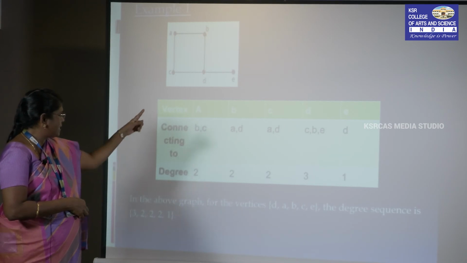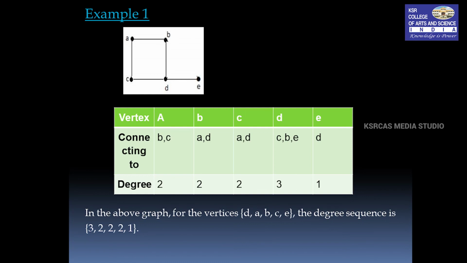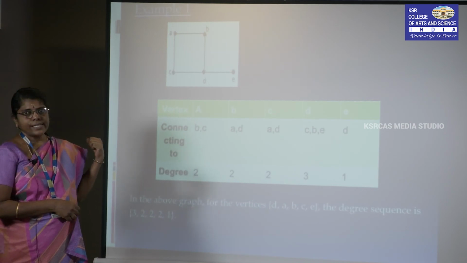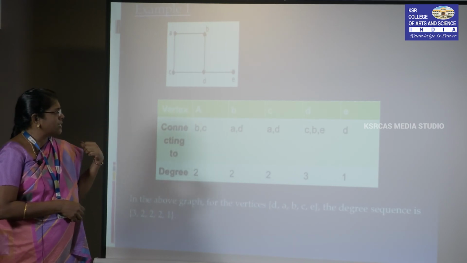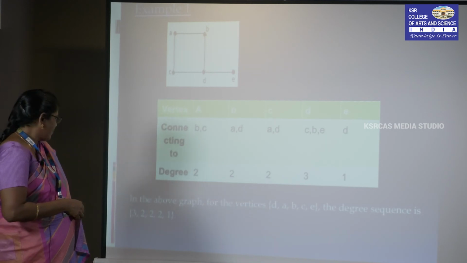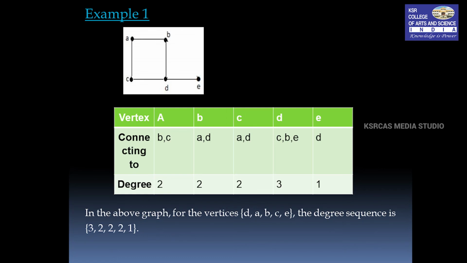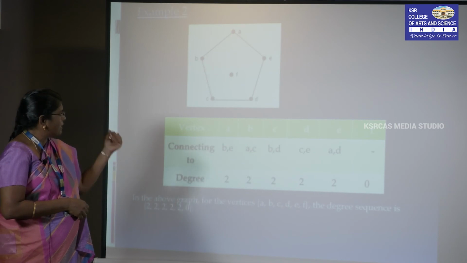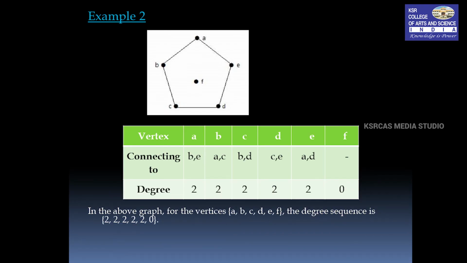The vertex A is connected to B and C, so degree is 2. Vertex B is connected to A and D, so degree is 2. Vertex C is connected to A and D, so degree is 2. And E is connected to D only, so degree of E is 1. The degree sequence is 2, 2, 2, 3, 1. In this example, the degree sequence of the given vertices is 2, 2, 2, 2, 2, 0.